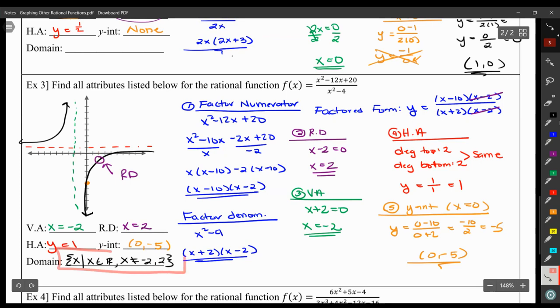Now, for your domain, remember, there's actually 2 x values you're not allowed to have. You can't have the vertical asymptote, which is normal, but we are also not allowed to have the x value of 2. So both of these need to be excluded from the domain. So x cannot be equal to 2, and x cannot be equal to -2.